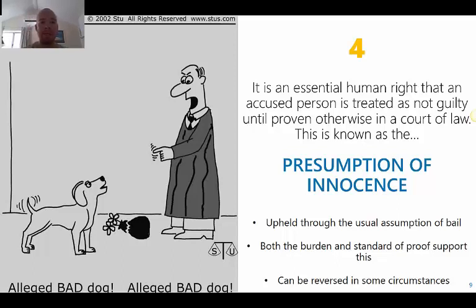This cartoon sums it up perfectly, where the old dog, again a dog cartoon, looks like he's knocked the vase over, and the judge is saying, alleged bad dog, because it's not proven yet. And we can't assume someone has done something until we have proof that they do.